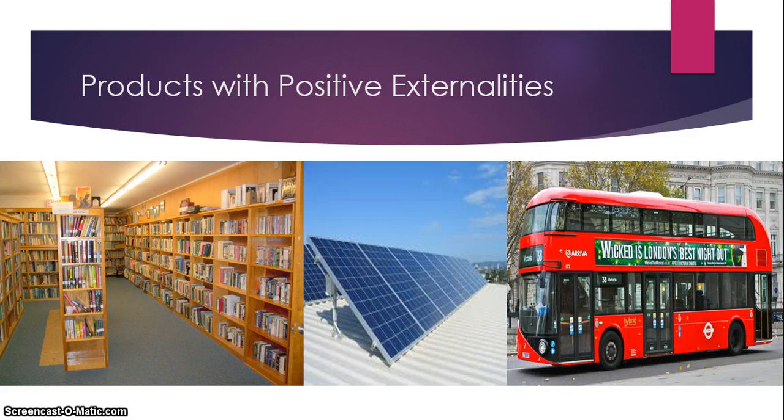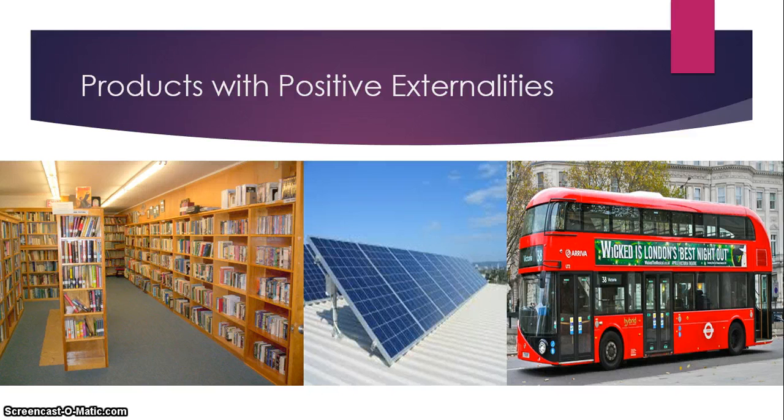And finally, we've got buses, another example of a positive externality, because if people use buses, buses pollute less than cars. Let's say you could fit 50 people on a bus, therefore that would be 30 or 40 cars that you wouldn't need. Also, we now have hybrid buses, a bit like this one, which actually use a combination of electricity and petrol, so they actually pollute even less than they used to.